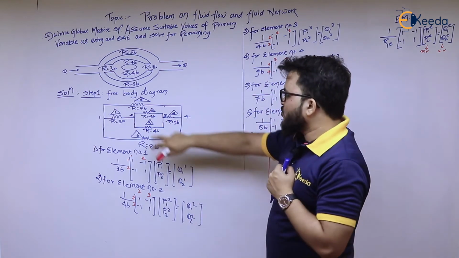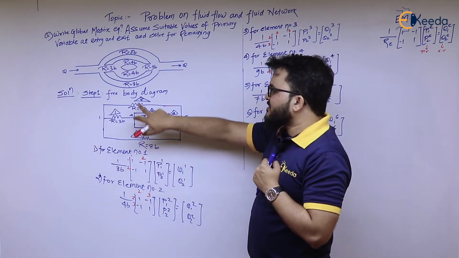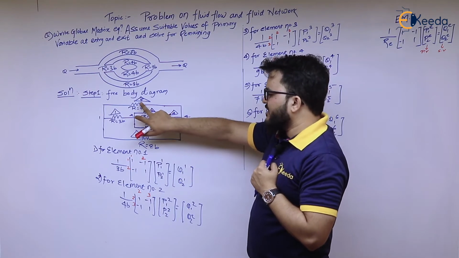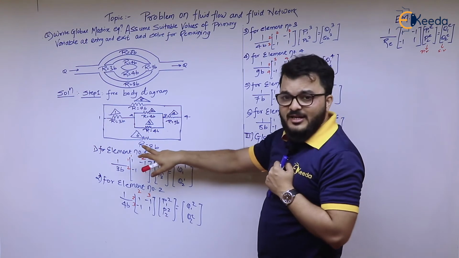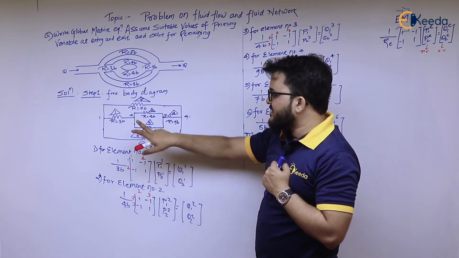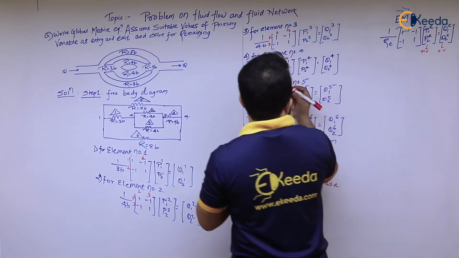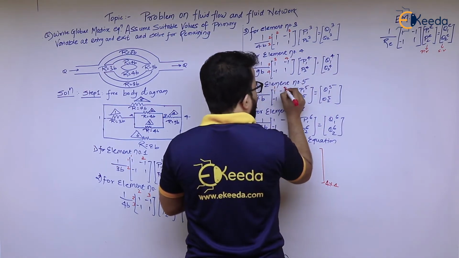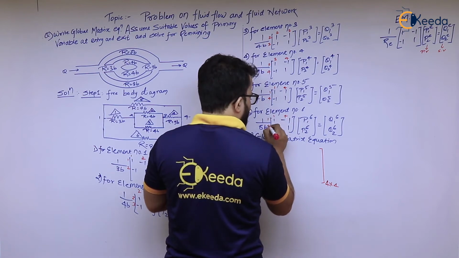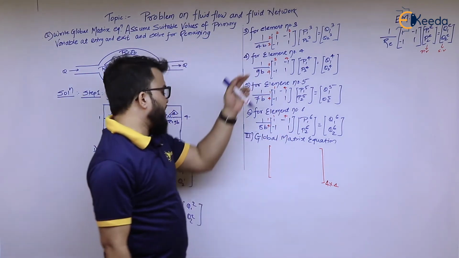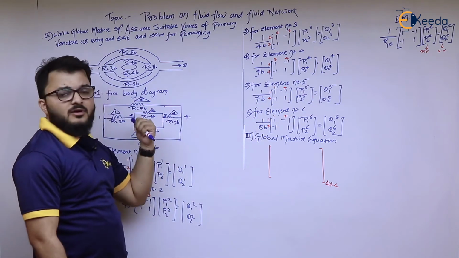Okay, so these two, element number 5 and element number 6, lie between node number 1 and node number 4. So this is also node number 1 4. I am numbering this element matrix equation according to the node numbers.